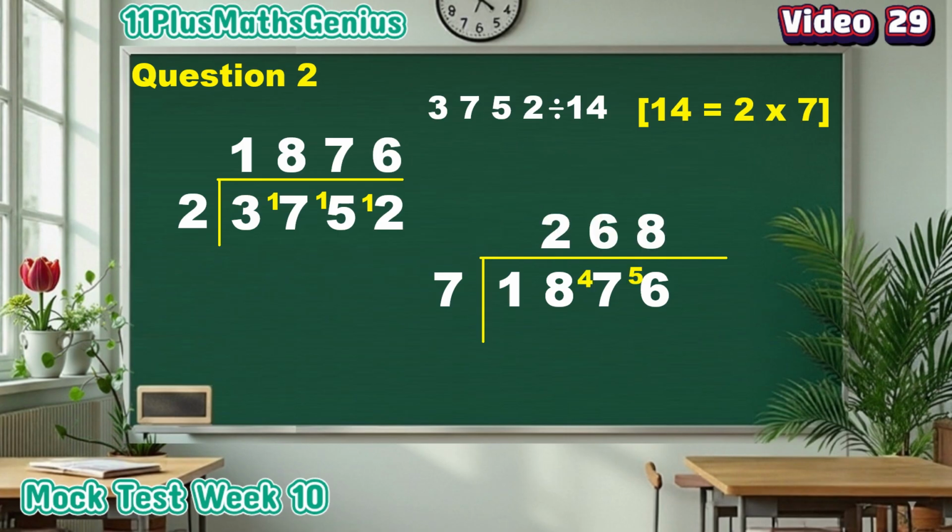Now 7 can't fit into 1, so we skip that. Let's include 8. Now 7 goes into 18 2 times, but it doesn't fit exactly, so we carry forward 4. 7 goes into 47 6 times, but it doesn't fit exactly, so we carry forward 5. And then 7 goes into 56 exactly 8 times, so our final answer is 268.